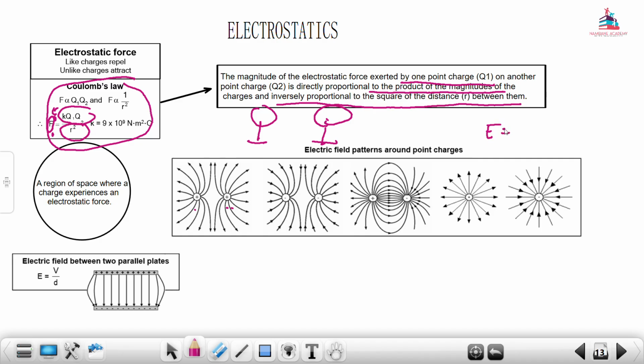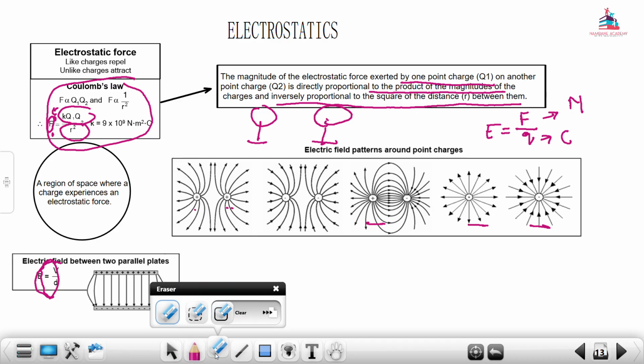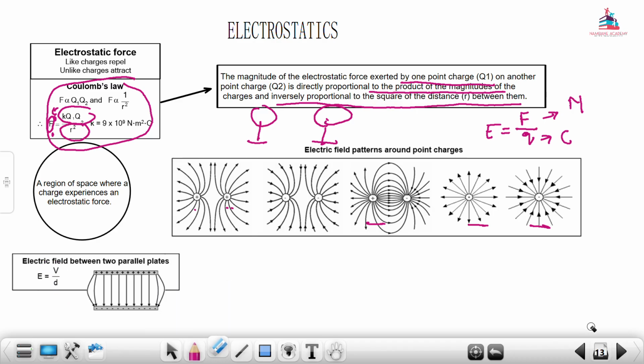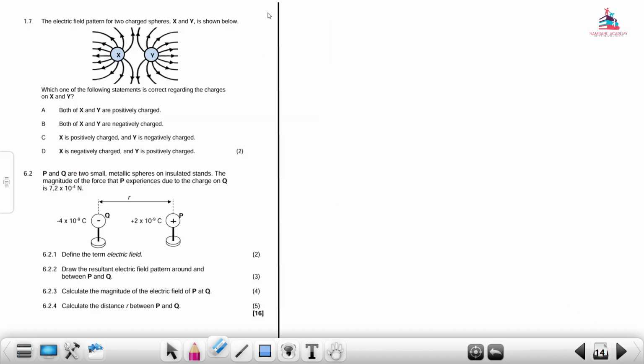We mean that the electric field can be given by E equals F over Q. Why Q? Because you are dealing with spheres. Therefore, we are talking about charge, which is measured in coulombs, and force, which is measured in newtons. Then if you have parallel plates, where the distance between them must always be equal, your equation will be given by E equals V over D. I'm moving very fast.